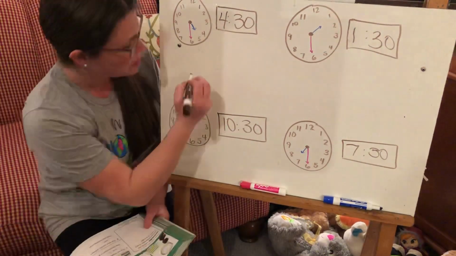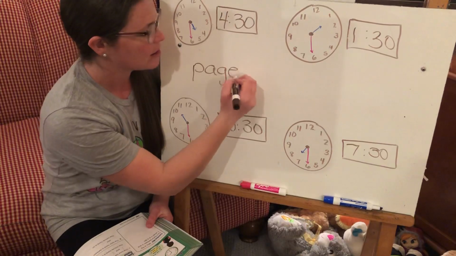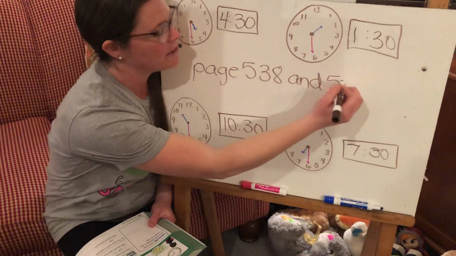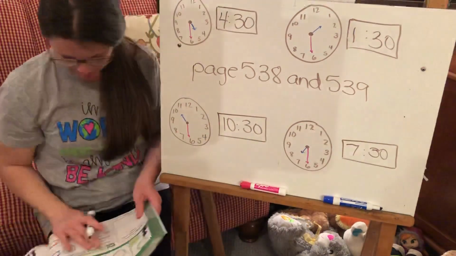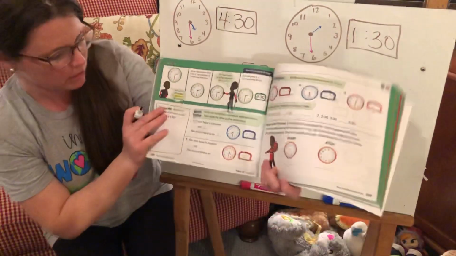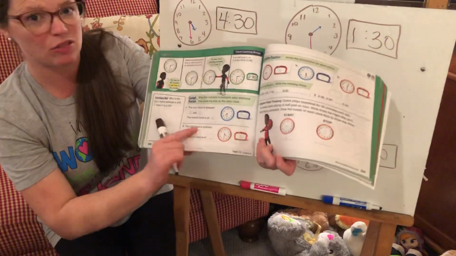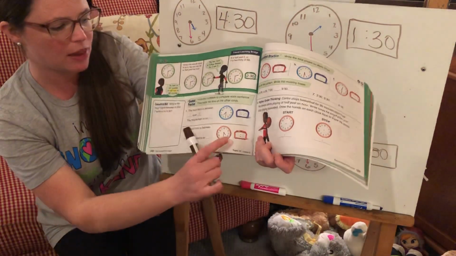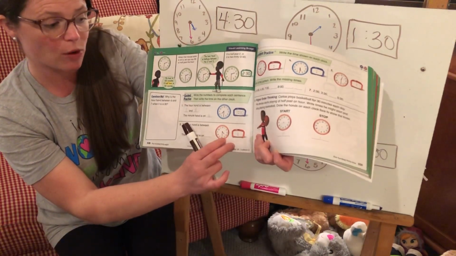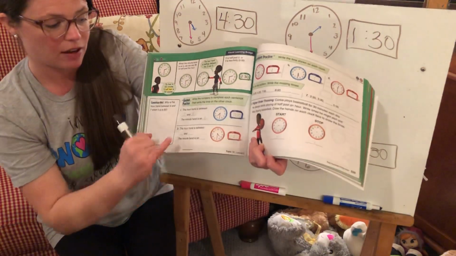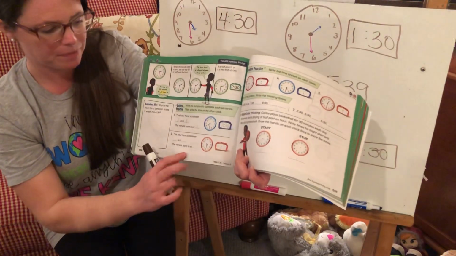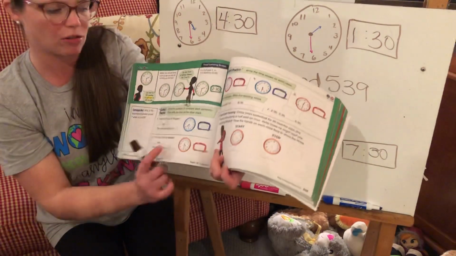Okay, so today you are on page 538 and 539. And I'm just going to go over them with you really quick. They're starting you slow. The hour hand is in between the, and you'll look over here. Take a look at where that hour hand is. It's in between the 4 and the 5. So you'll write that there. And the minute hand is on the, whatever it's on, okay? And then you'll write the time in the digital clock.